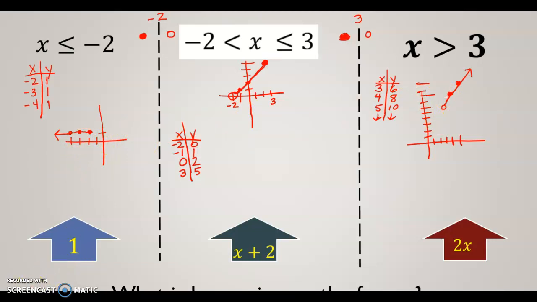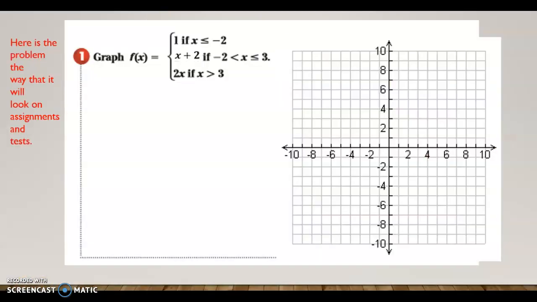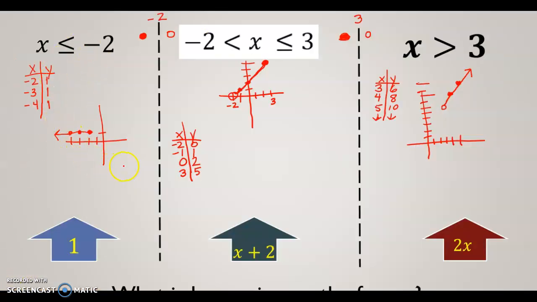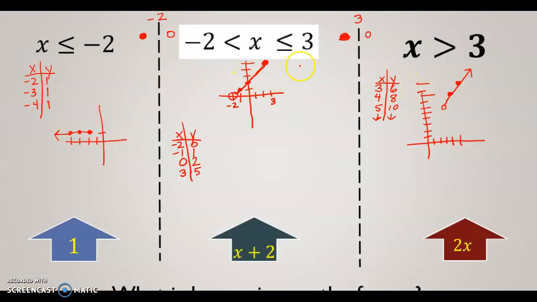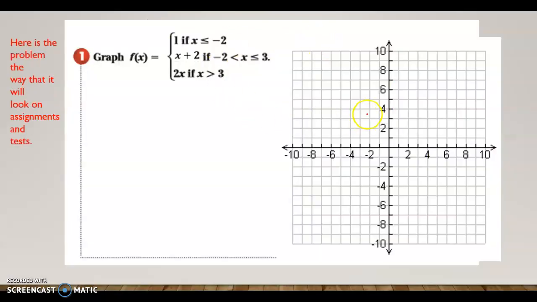That's not what it looks like, though, when you have a problem that you're supposed to work. It's going to look like this. It's 1 if it's less than or equal to -2, just like we had it set up on this last slide. It is x plus 2 if it's between -2 and 3. And it is 2x if it's greater than 3. So you've got the same thing that we had here. It's just all put together in math writing.